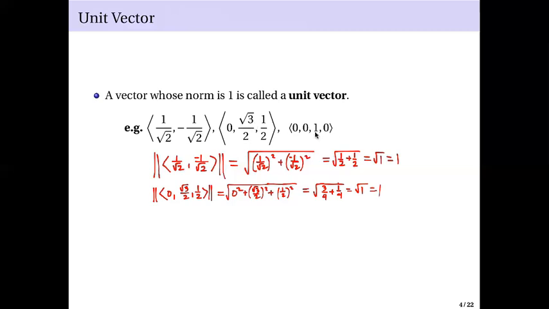And similarly, this vector (0, 0, 1, 0) is obviously a unit vector. 0 squared plus 0 squared plus 1 squared plus 0 squared. When you take the square root of that, you will still get positive 1. So the norm is 1 and it is a unit vector.